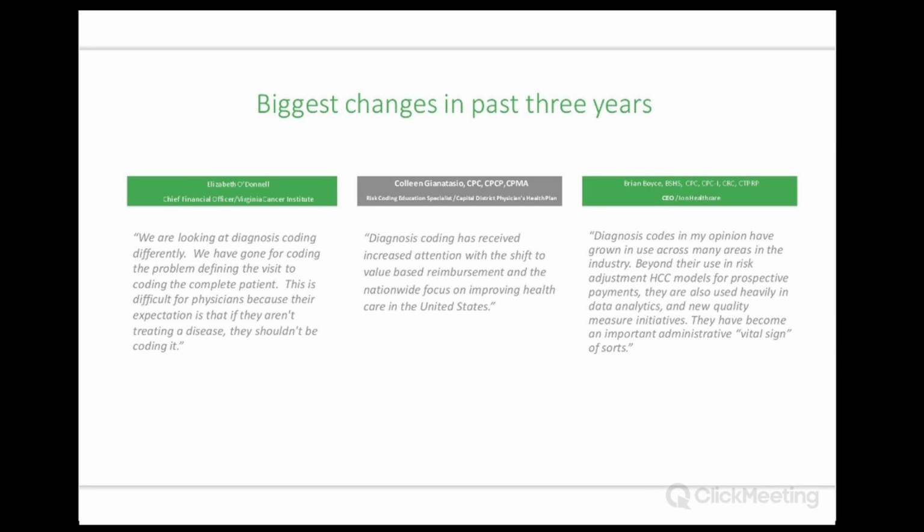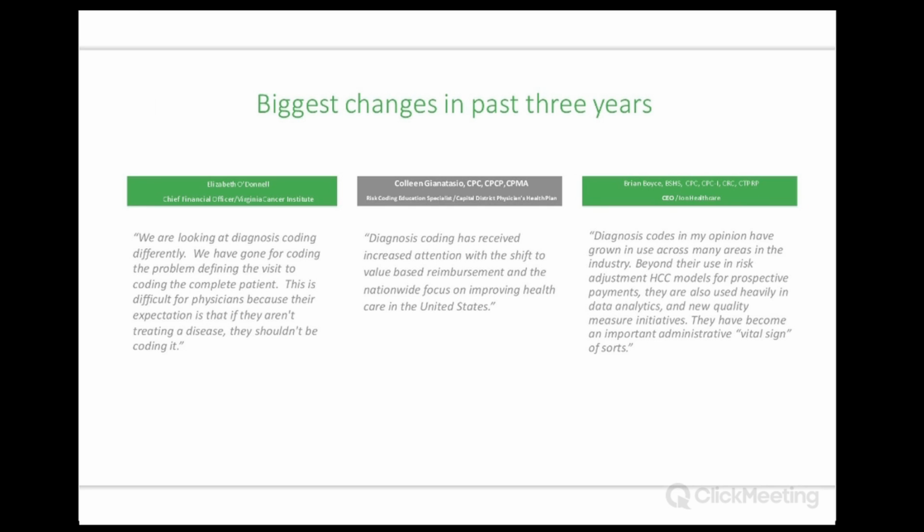And from the payer world, they're looking at the shift to value-based reimbursement, and that is the shift we're moving to, and that value-based is going to be reflective in that ICD-10 statement. And from our CEO, I think what's really key here is the data analytics. I had a hard time with that one.